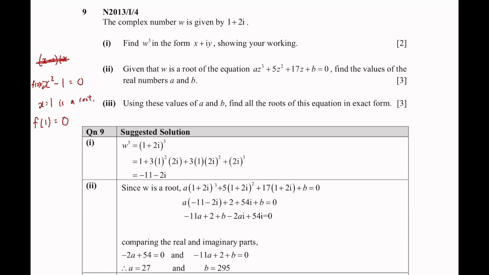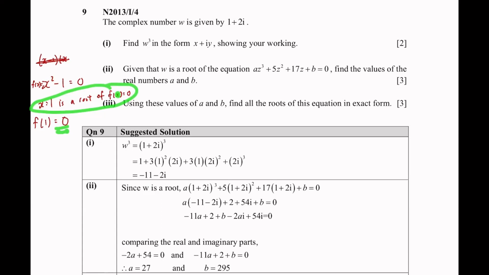You don't even need to look at the equation. If they tell you x equal to 1 is a root of f of x equal to 0, here we just use x, so we stay consistent, you can directly substitute x with whatever the root is, f of 1, and you will get 0. This is factor theorem.